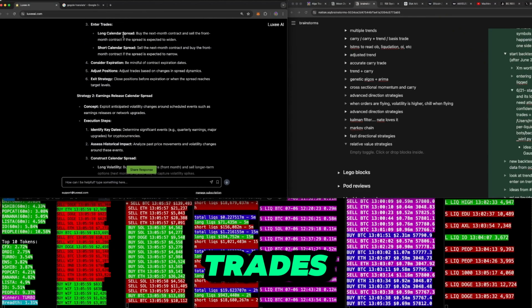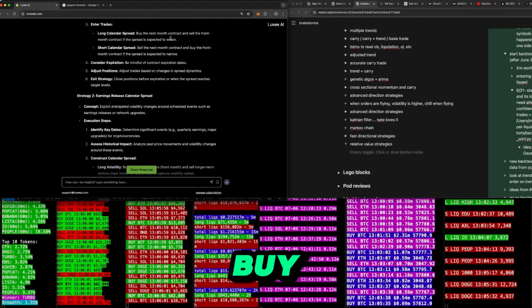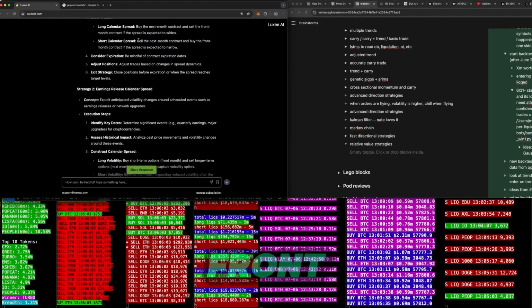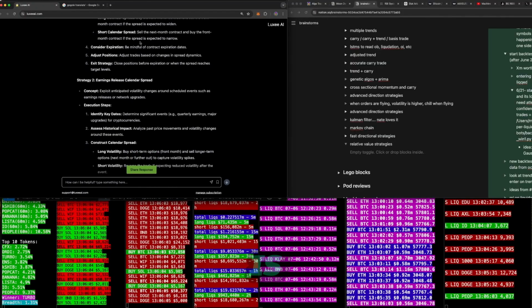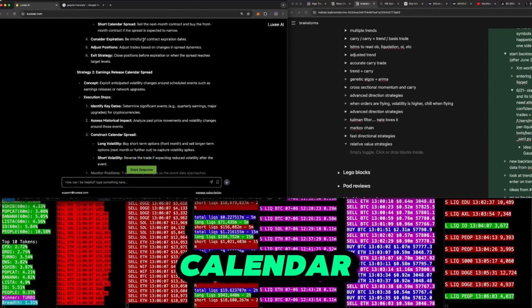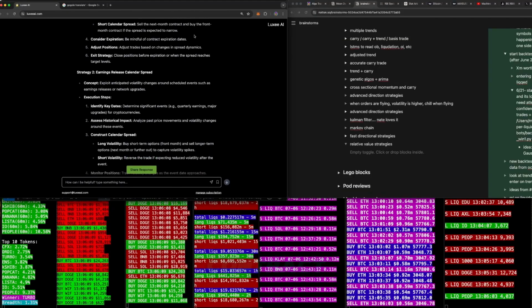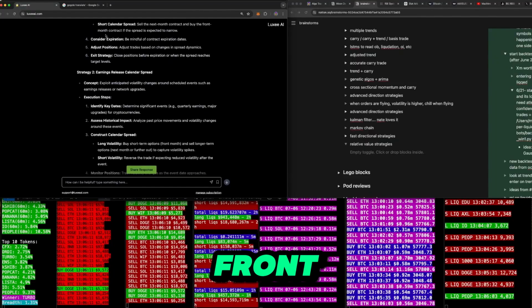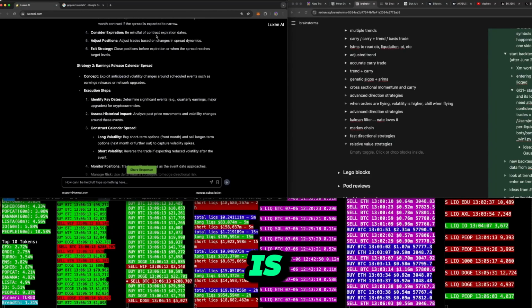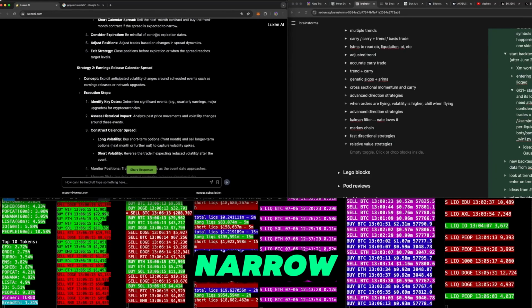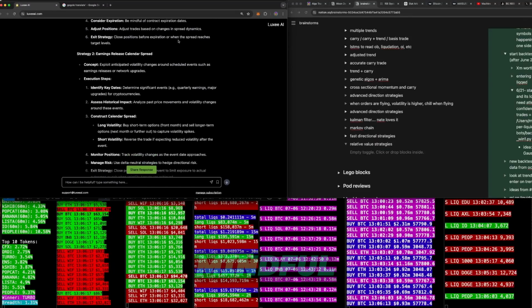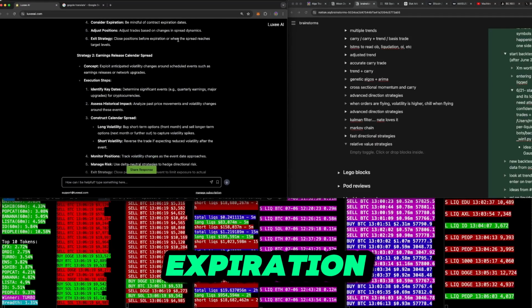Enter trades. Long calendar spreads. Buy the next month contract and sell the front month contract if the spread is expected to widen. Short calendar spread. Sell the next month contract and buy the front month contract if the spread is expected to narrow. Consider expiration. Be mindful of contract expiration dates.